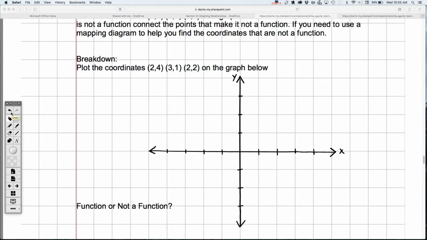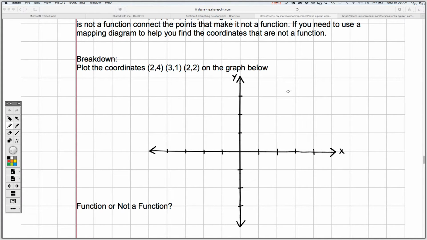Let's resume. Okay, so when you plot it, you have 2, 4. So your first one should be up here. Check that you plot 2, 4 here. 3, 1. X is always first. And then the y. 2, 2. 1, 2. And 2, 2. 2, 1.